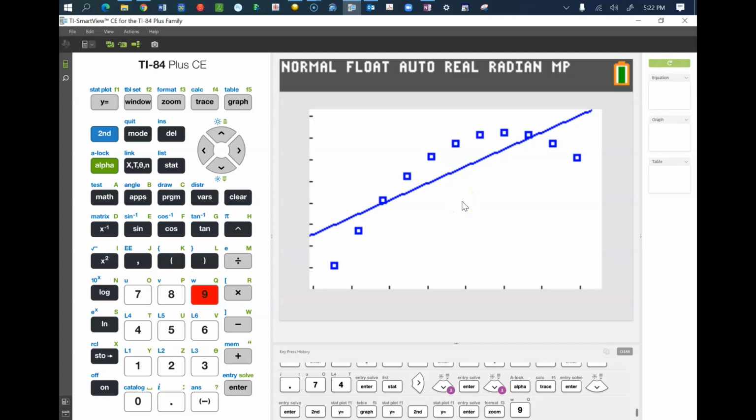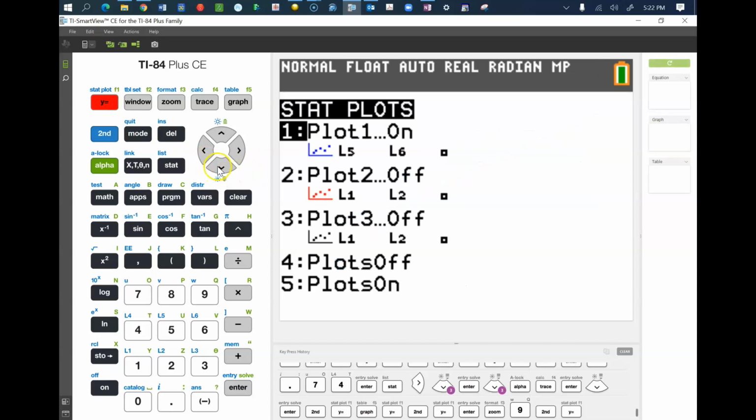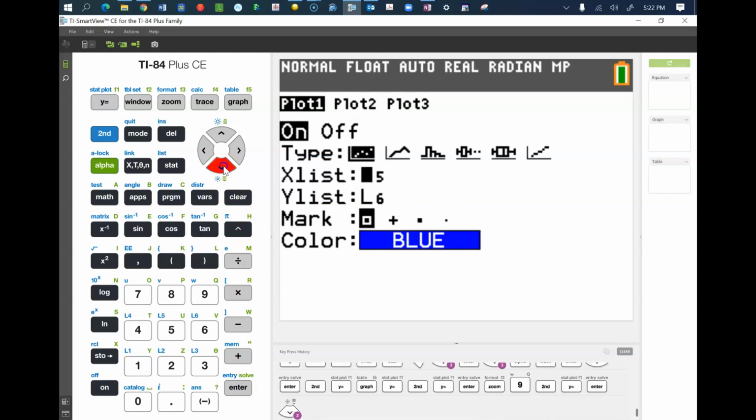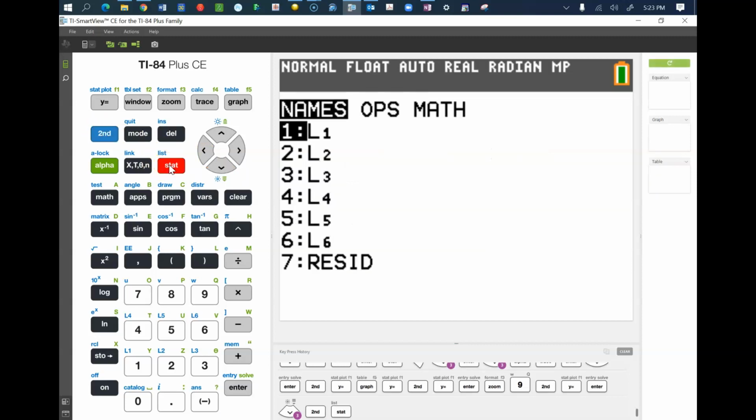So here's what you do after you've found the line of best fit and you've looked at the scatter plot. You're going to go over and change the plot that you have. My explanatory variable is in list 5. And what I'm going to do is change my Y list to a list called resid. Now, you can't do this until you find a line of best fit for the set of data that you're working with. Otherwise, it's just not going to work. So once you put the cursor on Y list, you can hit second and the stat button, and one of the lists that comes up is the list resid.